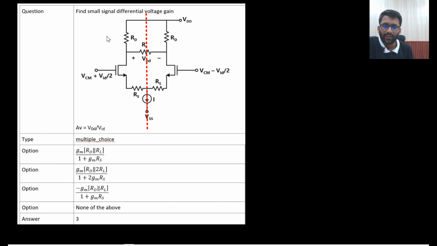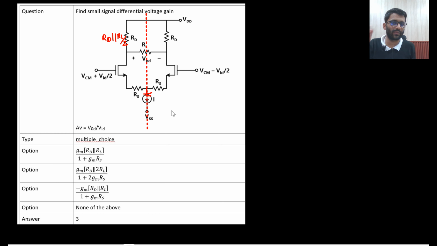So this will be RL by 2. Basically this resistance will be RD parallel RL by 2. Because RL by 2 will come. So RD parallel RL by 2. RL by 2 will be replaced here. RD parallel RL by 2. And this node will be grounded. Right? And even this node will also be grounded. That's why they are coming in parallel.